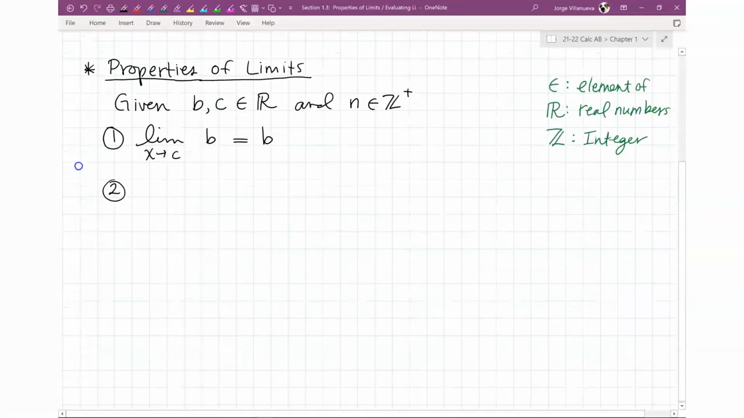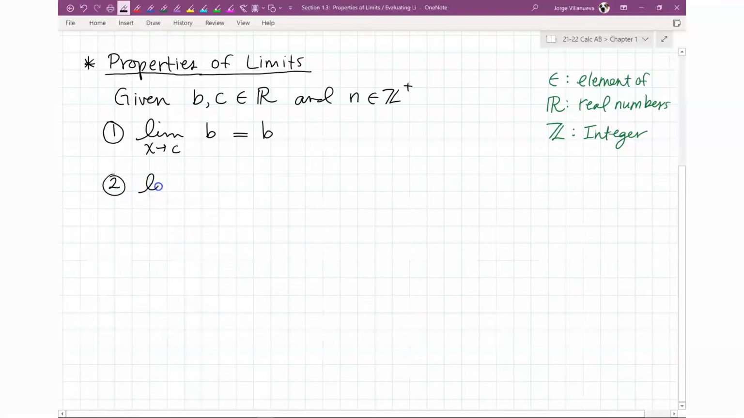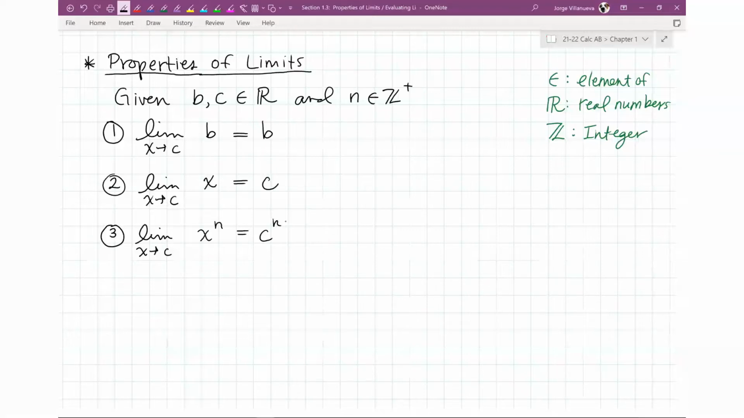Number 2. So number 2 is the limit as x goes to c of x. So in other words, now you can plug it in. Well, that's equal to c, right? That's direct substitution. Number 3, the limit as x goes to c of x to the n is c to the n. So they're basically saying, look, it works with powers as well. Just plug in your information into the actual function and you'll get your answer. Okay, so they're just trying to tell you that it's going to work that way as well.